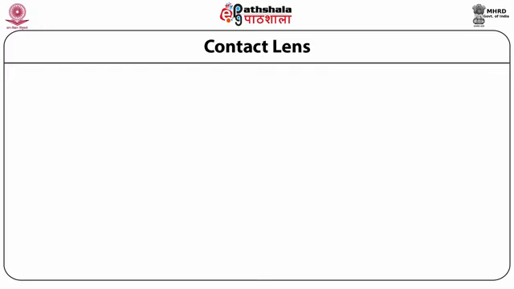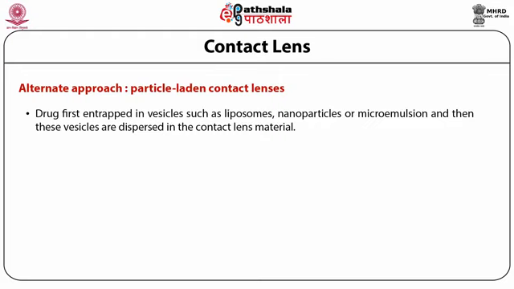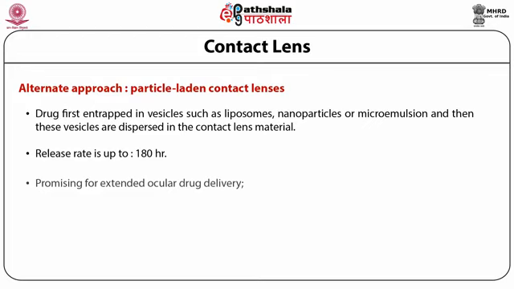The other type of contact lens are particle-laden contact lenses where the drug is first entrapped in a carrier, such as liposomes, nanoparticles, or microemulsion, which is then dispersed in the contact lens material. Drug present in these lenses is released for up to as long as 180 hours and is therefore highly promising for extended ocular drug delivery. Unlike pre-soaked lens, it does not contain preservatives and is therefore non-toxic to the cornea.